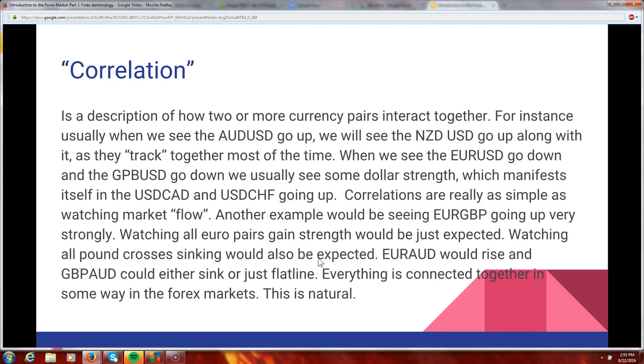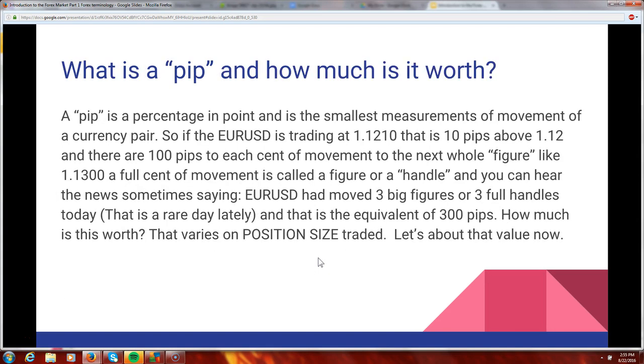This is completely natural. So what is a pip and how much is it worth? Let's get to that. A pip is called a percentage in point, and it is the smallest measurement of movement in a currency pair. Let me think where I can put my cursor right now, just so that it's not in the way of everything. This pip, a percentage in point, is the smallest measurement of movement in a currency pair.